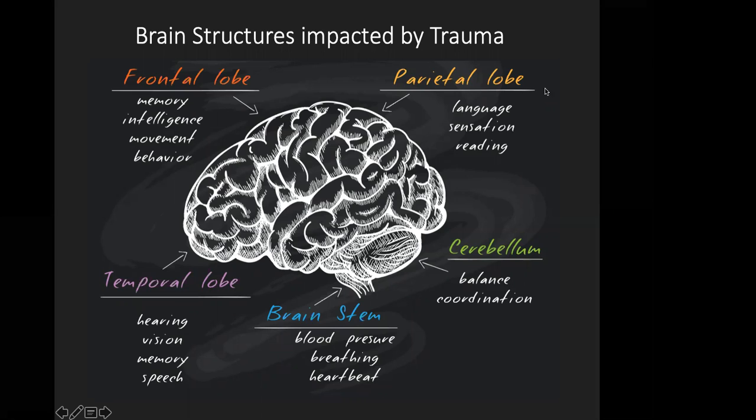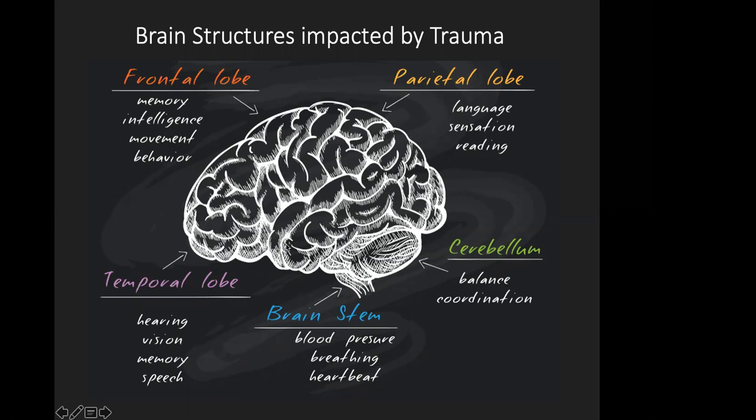The temporal lobe, where we talk about hearing, vision, memory, and speech, is really affected because the brain in trauma mode is actively scanning the environment, looking quickly and not deeply, often missing many of the details the rest of us are seeing when we're not in trauma mode.